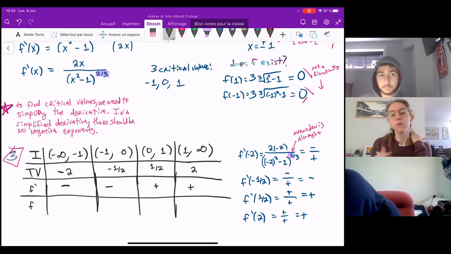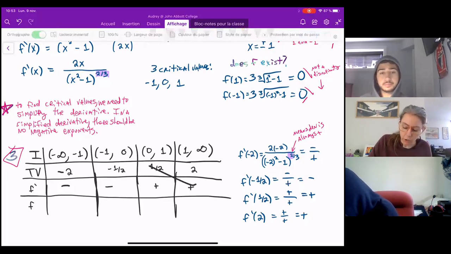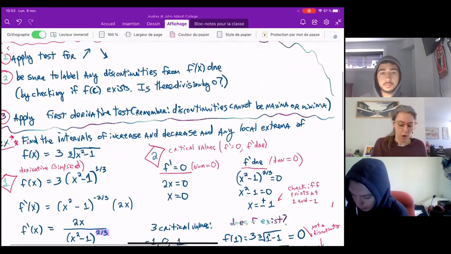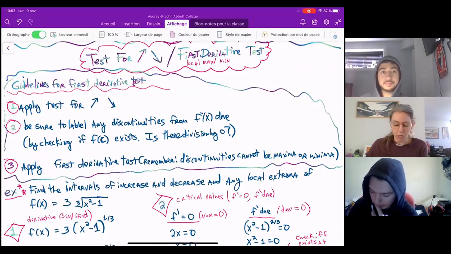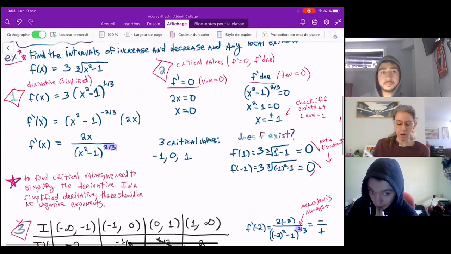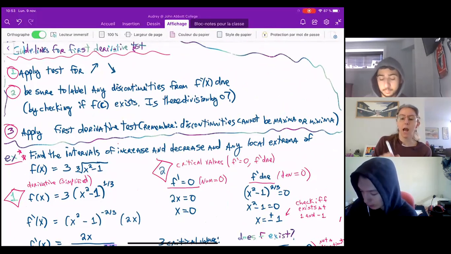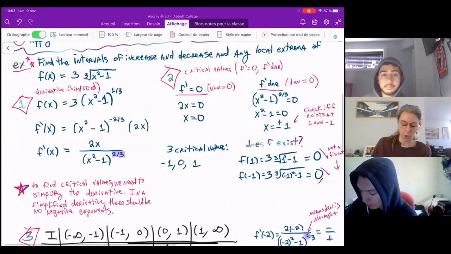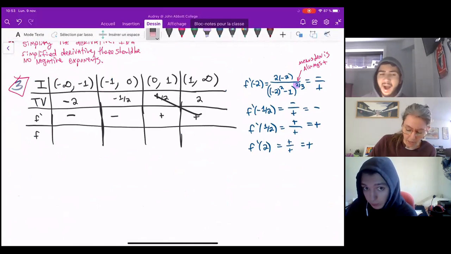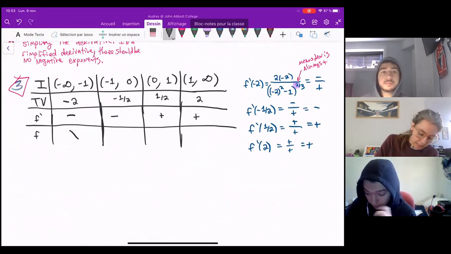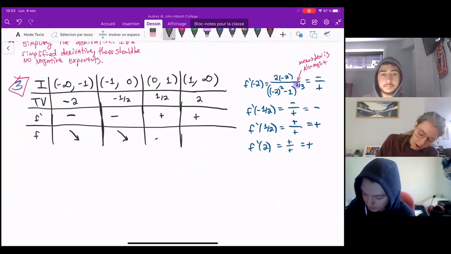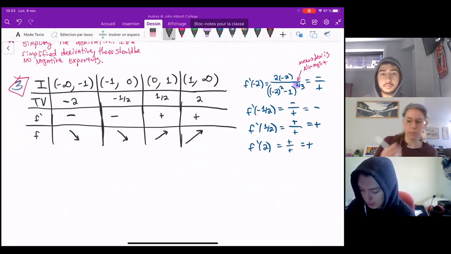Did I get any values that were discontinuities? You got it, okay. No, there were no discontinuities, so there's nothing I have to label down here. So in terms of these guidelines up here, there's nothing to label for step 2. So I'm going to apply the first derivative test. I'm going to finish applying the test for increasing and decreasing, and then I'll use that to make conclusions about maxima and minima. So negative means that it's decreasing, and positive means that it's increasing.